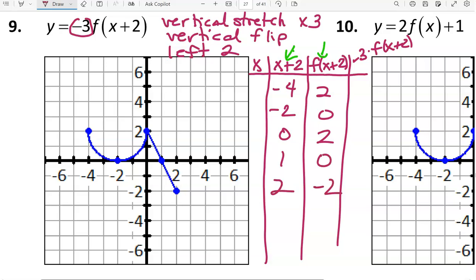To move from x plus 2 to x, we subtract 2. And then to move from f of x plus 2 to -3 times f of x plus 2, multiply each by -3.